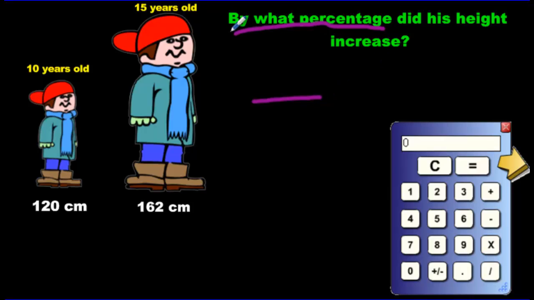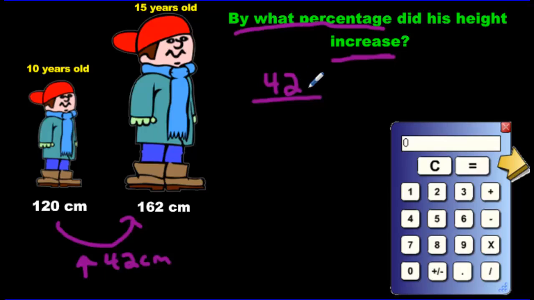Well, look, by what percentage did his height increase? How much did it increase from here to there? It increased by 42 centimeters, right? You can subtract these if you're not sure how I got that. Subtract these two and you're going to get 42. So it went up by 42 in 5 years. That's pretty good. He reached his growth spurt. He's not going to grow too much after this. But what's the denominator going to be? It has to be the total height. That's how you get percentages.